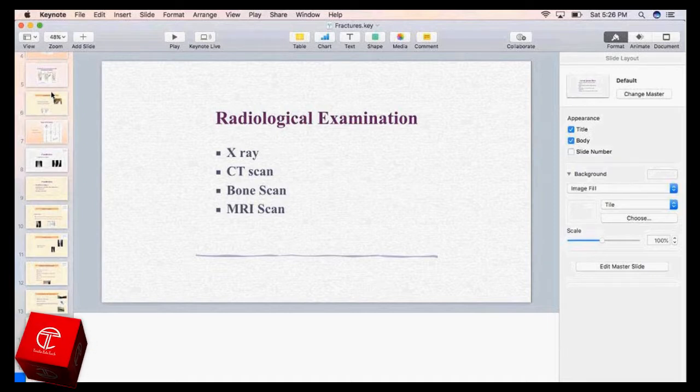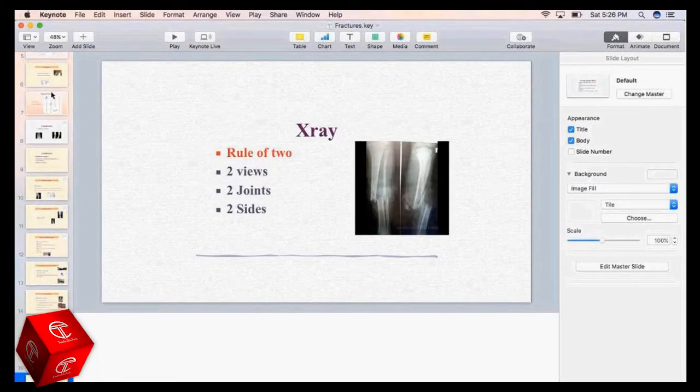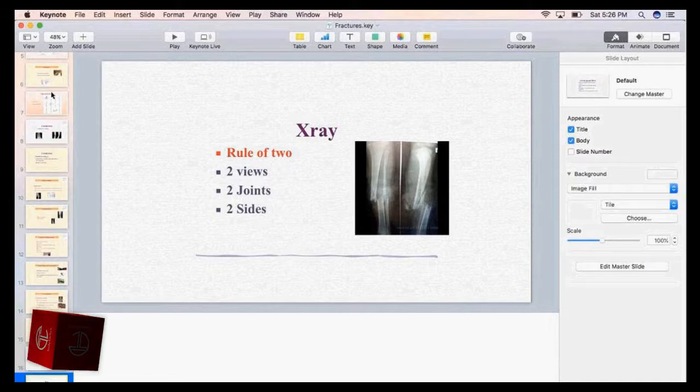CT, bone scan and MRI have their own indications. In the X-ray, we have one rule, the rule of two, that all of you should remember always. What does it mean? The rule of two means whenever you get a suspected fracture, you should take two views, that is AP and lateral, at 90 degrees to each other. That is the reason why we usually write AP view and lateral view.